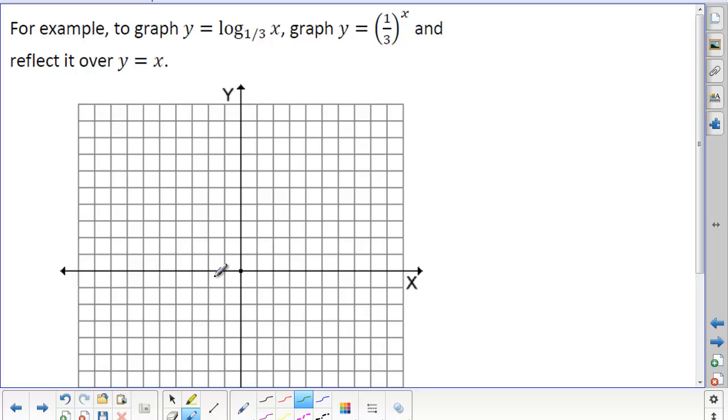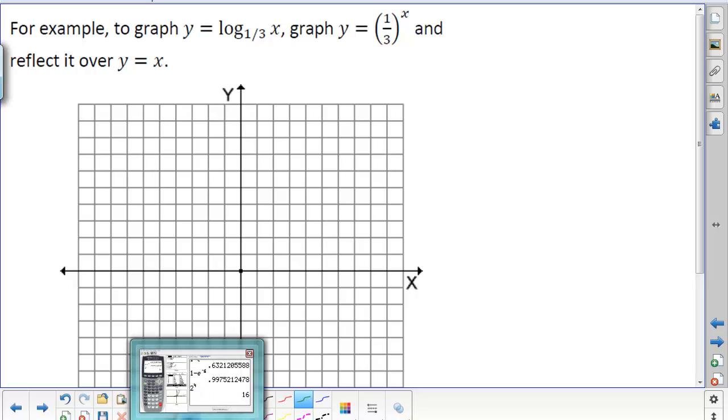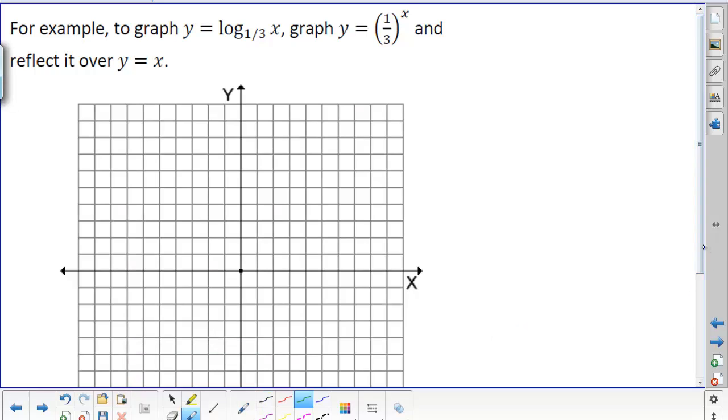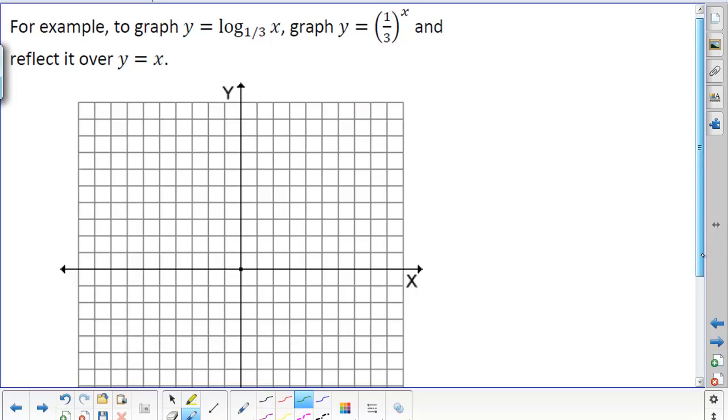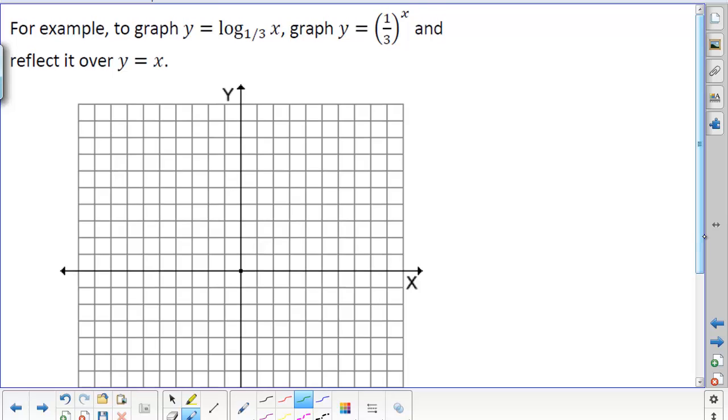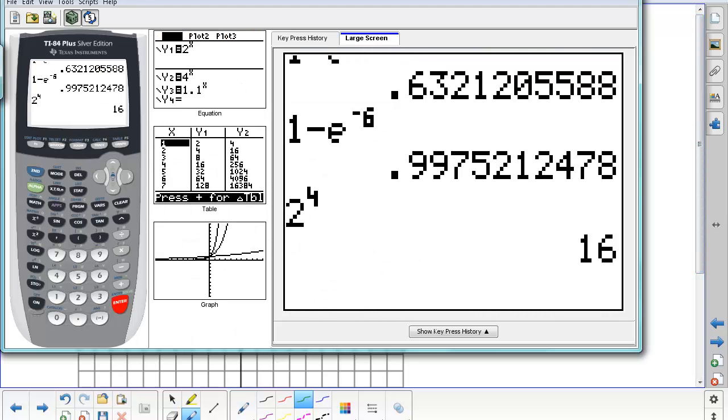So as another example, graph y equals log base 1/3 of x. And I'm actually going to do this on the calculator. Well, we can't quite do that just yet, now that I think about it. And I'll tell you why we can't do that just yet.